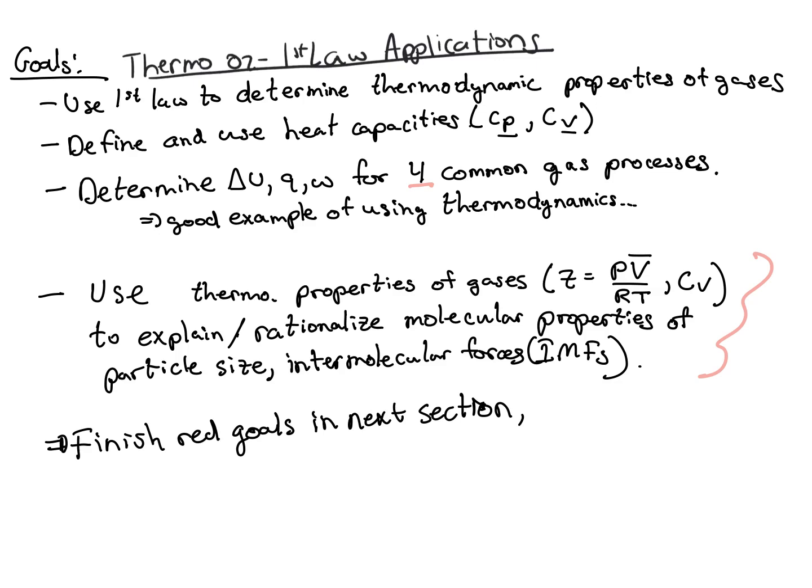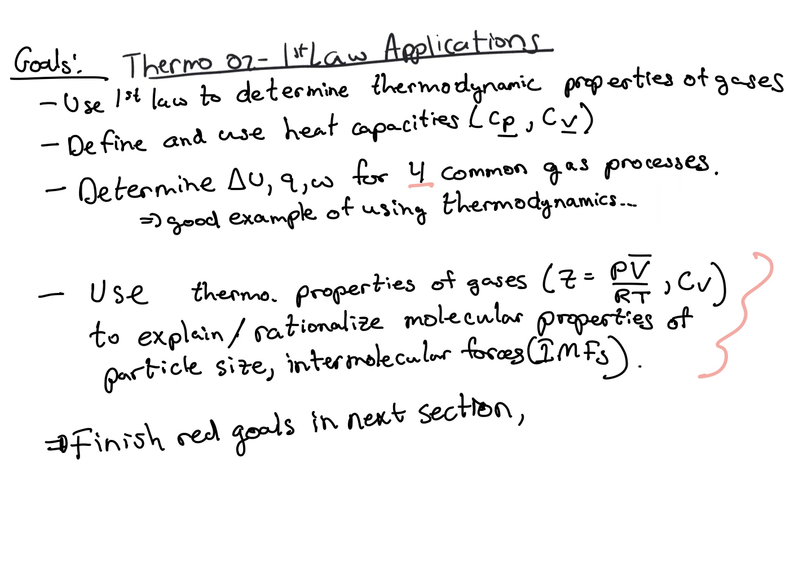Now that we've defined the first law of thermodynamics, we have a series of applications to show what we can do with it. So first, we're going to determine the thermodynamic properties of gases. Again, taking that outside-in approach, just using macroscopic measurements of pressure, volume, temperature to understand properties of our gases. We'll find in the course of that, defining the heat capacities Cp and Cv is very useful to understand and calculate properties of gases.